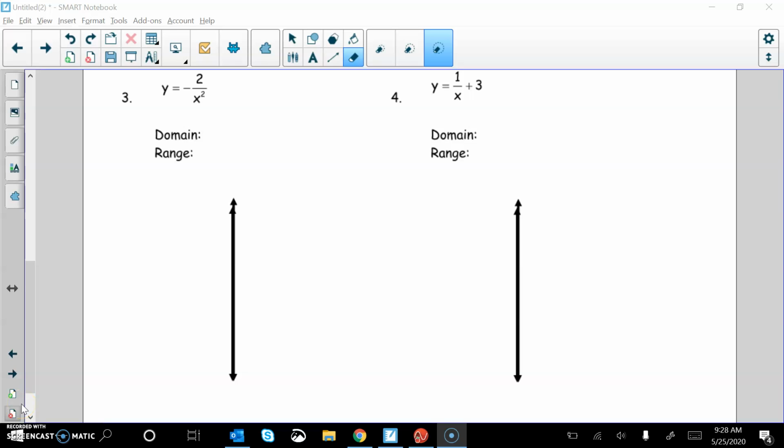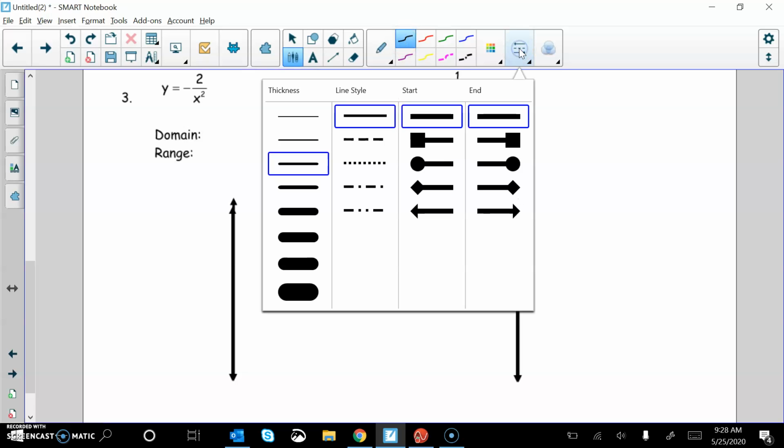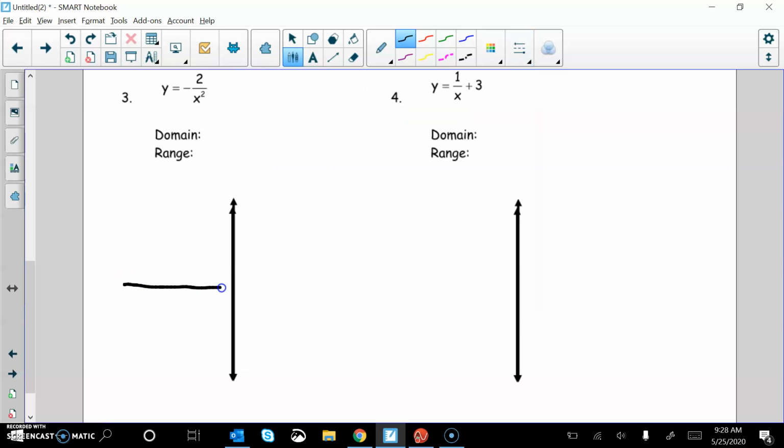All right, guys. Examples 3 and 4. Let's get the x-axis on them. That one and that one.